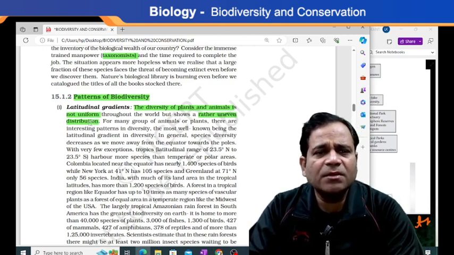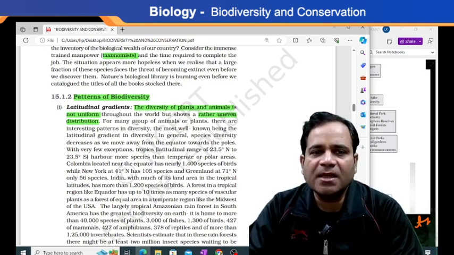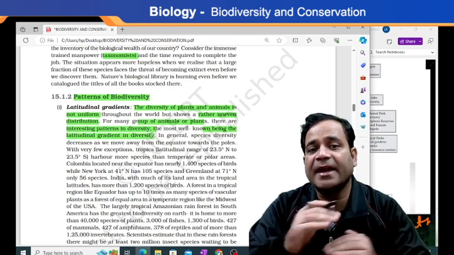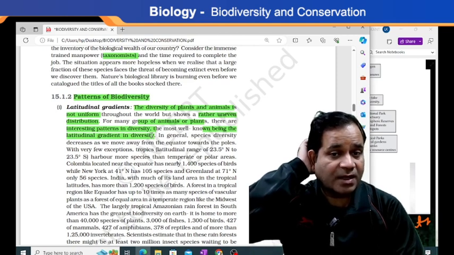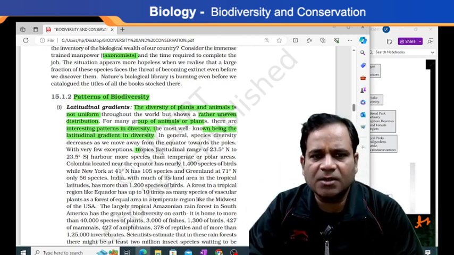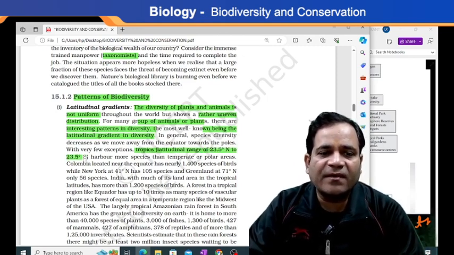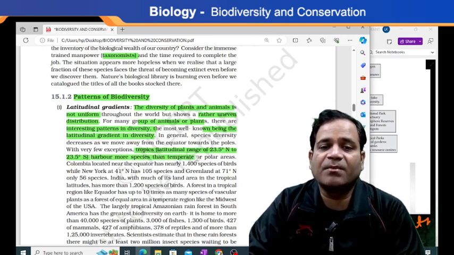What I'm saying to you is that there is a rather uneven distribution. You know that for many groups of animals or plants, there is an interesting pattern in diversity, the most well known being the latitudinal gradient in diversity. Latitudinal gradient means that when you move from the equator towards the pole, with very few exceptions, the tropical latitudinal range, that is 23.5 degrees north to 23.5 degrees south, harbors more species than temperate or polar areas.